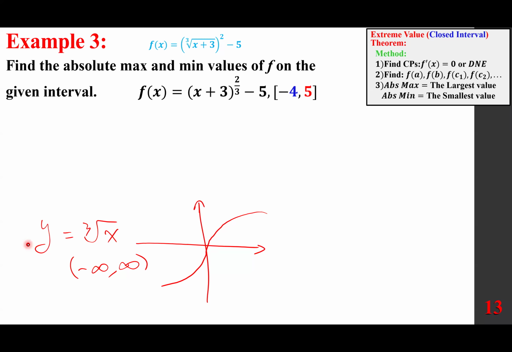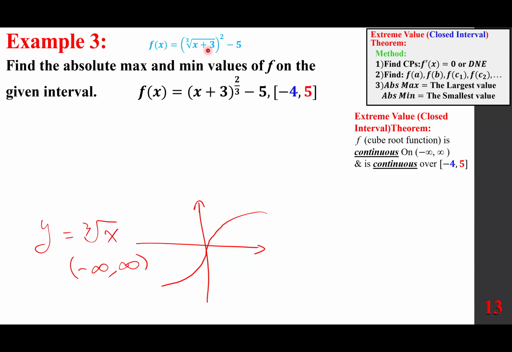Just to explain what happens to it, plus 3 shifts it to the left by 3 units. Square makes this one larger, and the negative flips over, becomes positive. Minus 5 brings it down by 5 units as far as transformation is concerned for the graph. Nevertheless, it's a cube root function, and the domain is all real numbers. So f is continuous on negative to positive infinity, therefore it's continuous over the given interval of negative 4 to 5.